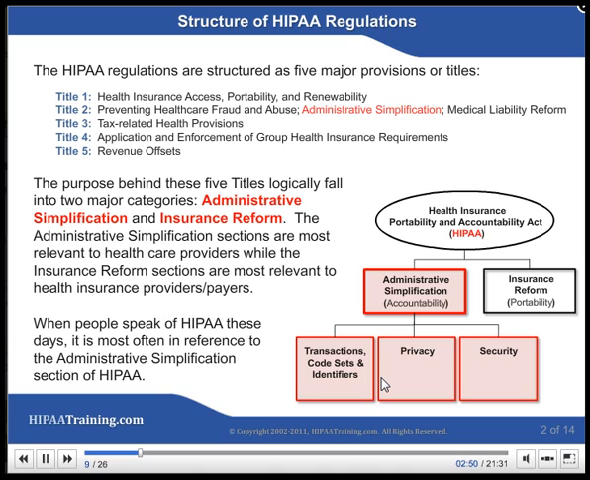The purpose behind these 5 titles logically falls into 2 major categories: administrative simplification and insurance reform. The administrative simplification sections are most relevant to healthcare providers, while the insurance reform sections are most relevant to health insurance providers or payers. When people speak of HIPAA these days, it is most often in reference to the administrative simplification section of HIPAA.